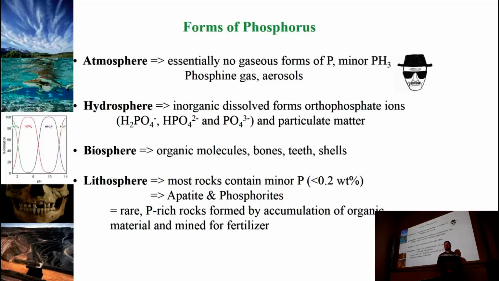So when we're mining phosphorus out of the ground, we're either looking for deposits that have got a lot of apatite in them, some of which are related to magmatic systems, or we're looking for sedimentary rocks that are very rich in organic carbon, and then have also got some phosphorus in them.